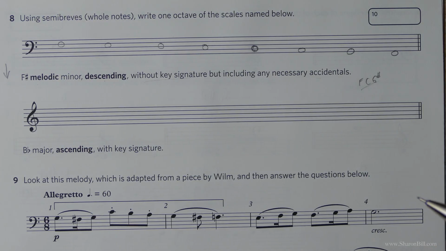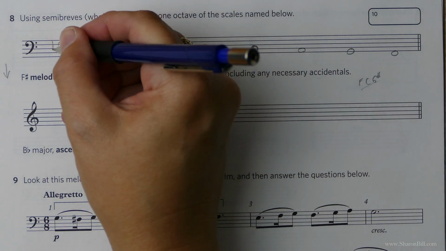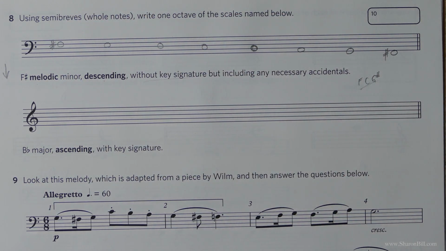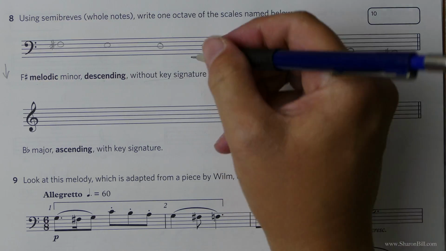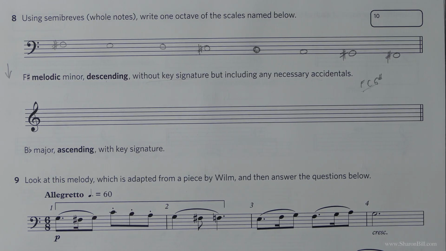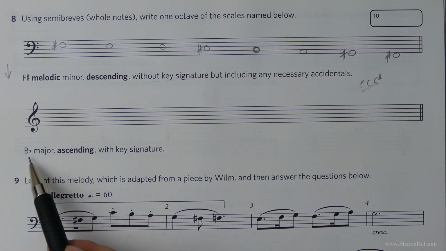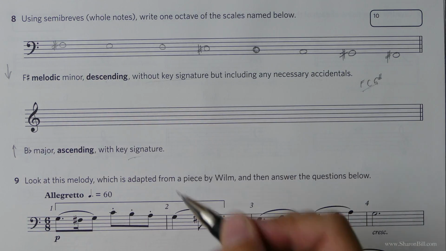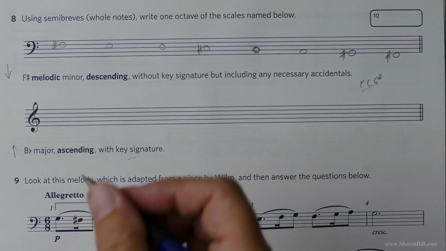However, it might feel like we're adding an extra sharp because remember it needs to begin and end on F sharp, so you need to write that twice. F sharps, C sharps and G sharps, and there we go. That's the job done. So now we have to write B flat major ascending, so we're going upwards with a key signature, so that's going to be even easier.